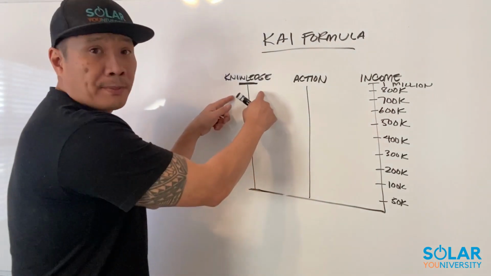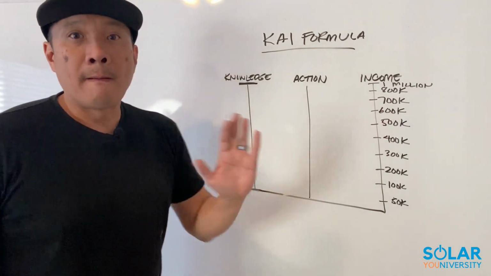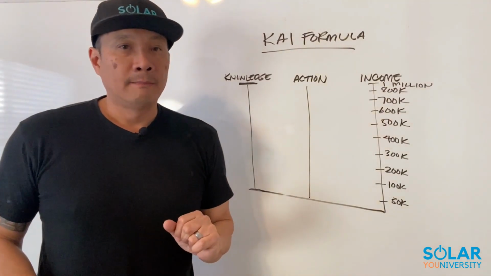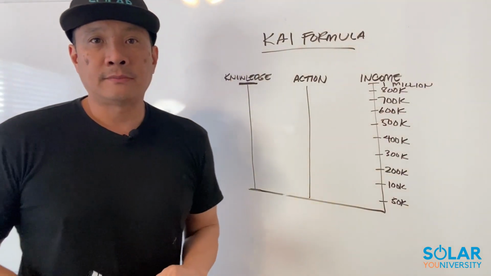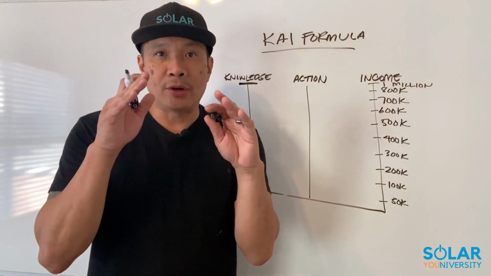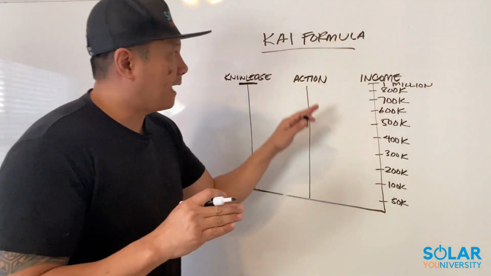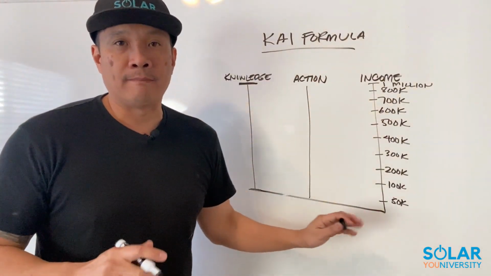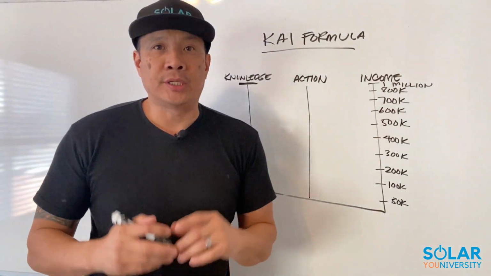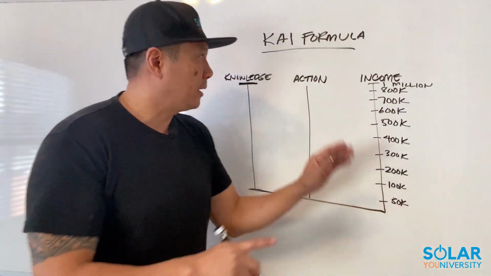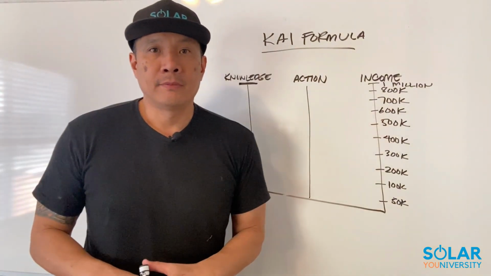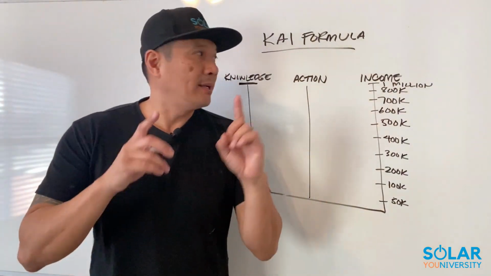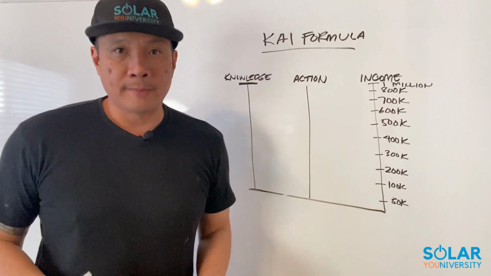Because I know a lot of people that have a lot of knowledge, but they don't take any action, okay? And your action is gonna have direct correlation. Write this down. My action has direct correlation to my income. Write that down. My action has direct correlation to my income.